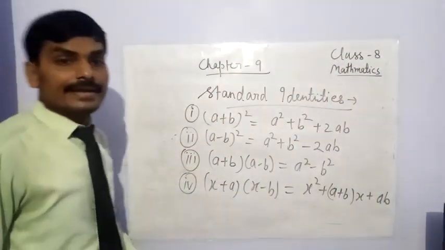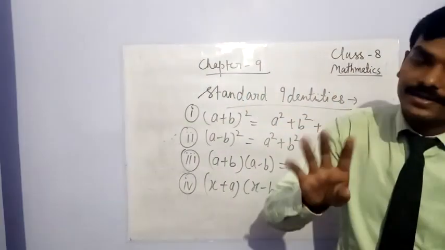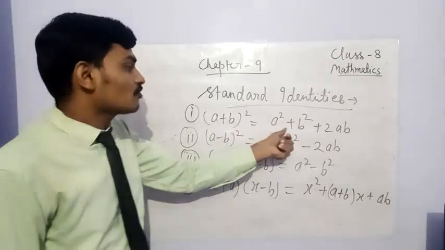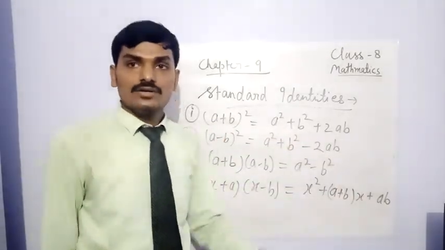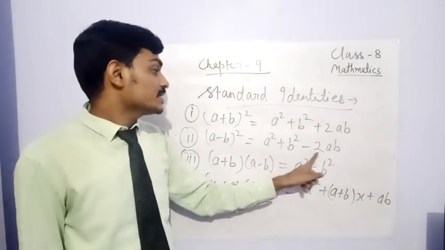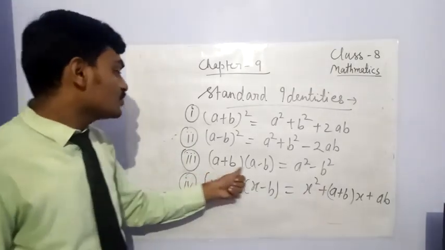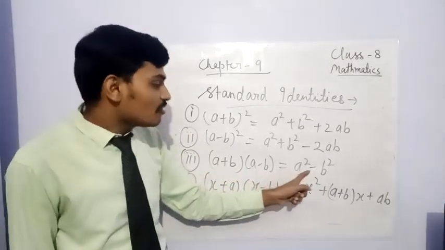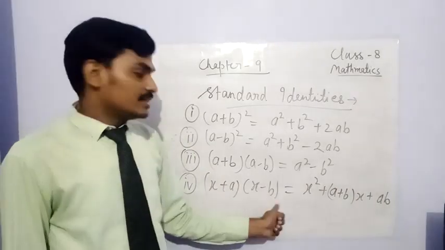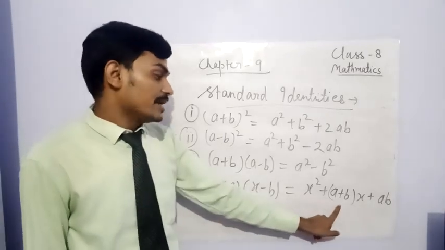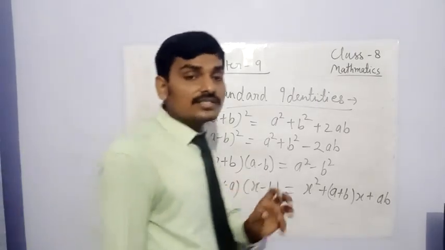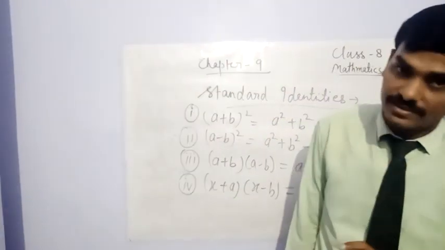So in your syllabus only 4 identities have been given. First one is a plus b whole square, then a square plus b square plus 2ab. Second one is a minus b whole square. This will be a square plus b square minus 2ab. Third one is a plus b into a minus b. This will be a square minus b square. And the last one is x plus a into x plus b. Then this will be x square plus x into a plus b plus ab. So here are 4 identities which are in your syllabus of class 8.